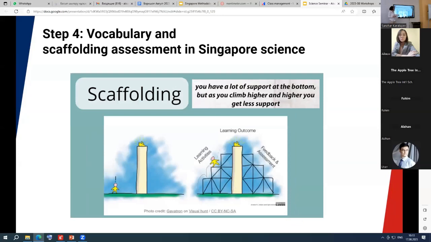Scaffolding means, this is the level of our kids, and this is what, let's say, Singapore Science asks from us. In order for them to achieve these learning outcomes, we give them more support at the beginning. Very simple questions at the beginning. How? By looking at the questions and simplifying them. First, we simplify the questions, and gradually we make them more and more difficult. So we start from very simple questions to more and more difficult, so we achieve the standards of Singapore Science. This is the main idea.